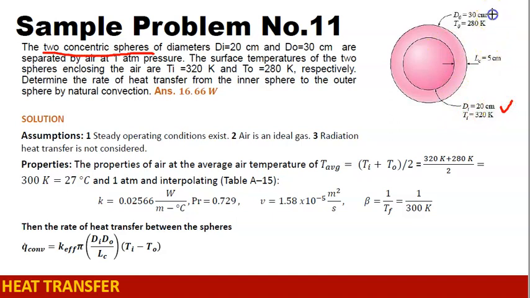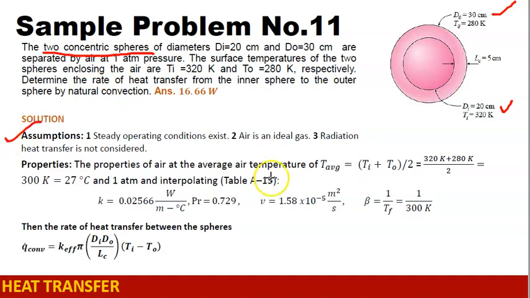Number 11. For sample problem number 11, we are given two concentric spheres of diameters 20 cm and 30 cm. The surface temperatures of the two spheres, enclosing air, are 320 Kelvin and 280 Kelvin, as you can see in the diagram. We are to determine the heat transfer rate from the inner surface of the sphere to the outer sphere by natural convection. These are our assumptions.